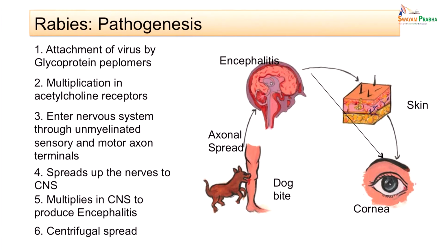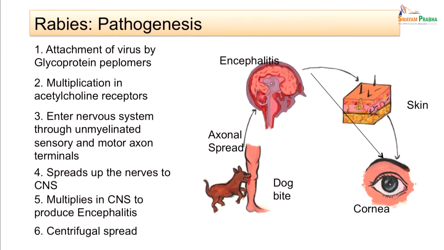After the entry, the virus first gets attached to the acetylcholine receptors by means of glycoprotein peplomeres. The virus multiplies in the acetylcholine receptors, and when a sufficient concentration of virus particles is achieved, it enters the nervous system through the unmyelinated axon terminals.